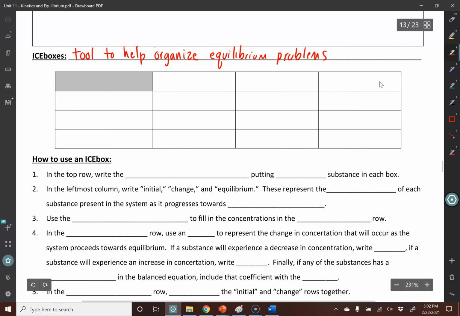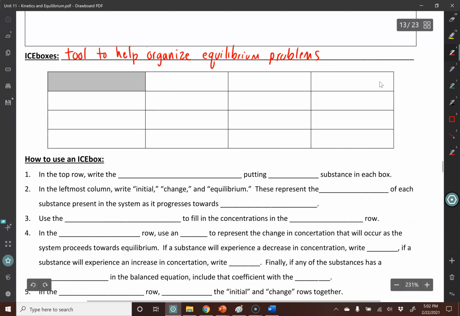So when it comes to how to use the ICEbox, we'll just put all of this together, and then we're going to go back and apply it to that problem with hydrogen and iodine. We're going to write the balanced equation in that top row, and we're going to put each of those substances in a box. So we'll leave the gray one alone for the time being. We know that we've got H2 plus I2, and it's yielding 2HI. Again, we're only going to pay attention to gases.